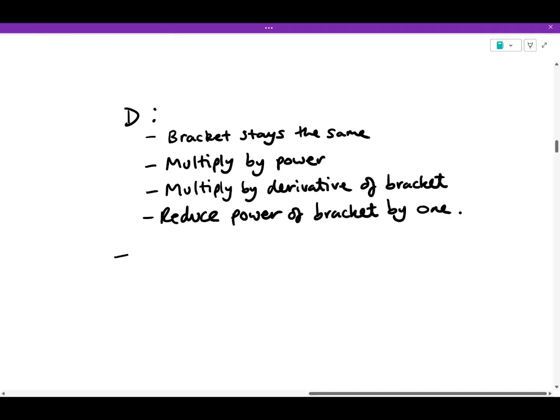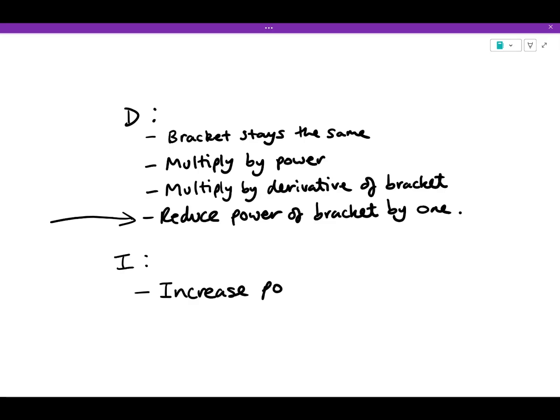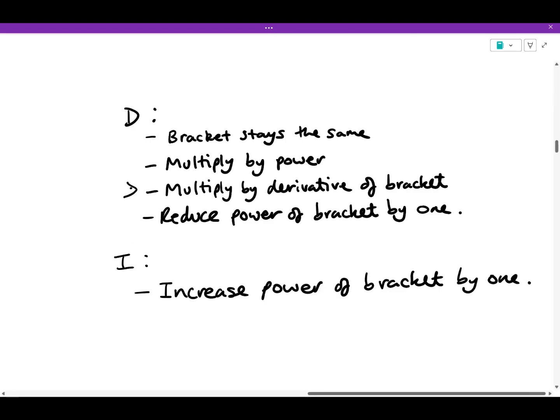So let's write an I for integration, and we're going to work from the bottom step upwards, but we're going to do the inverse. So it says reduce power of bracket by 1, so we're going to increase our power of our bracket by 1, because that is the inverse. Now if we go one step higher, it says multiply by derivative of the bracket. So what's the inverse of that? Well, it's going to be dividing by the derivative of the bracket.